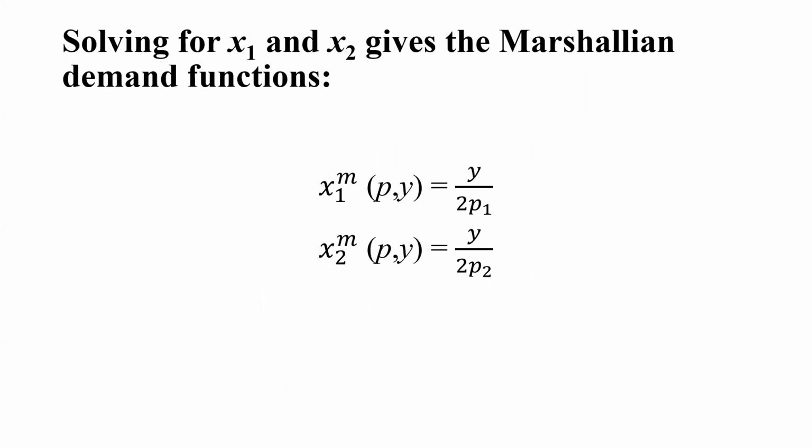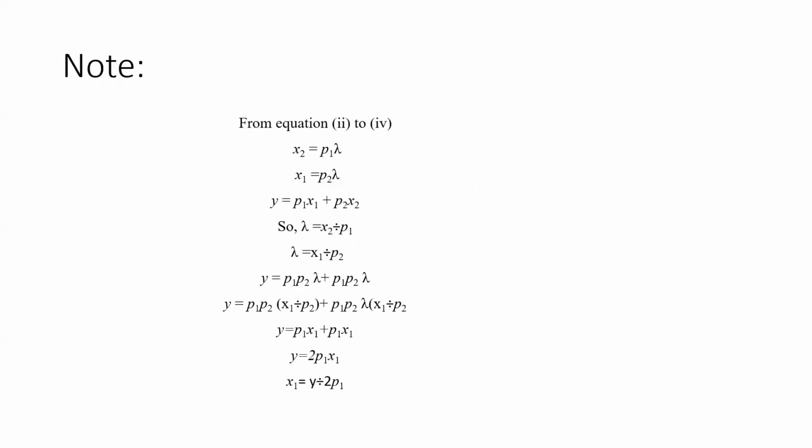The further derivation is for your convenience; that is the note here, from equations 2 to 4. By equation 2 we get x2 = p1 lambda, and by equation 3 we get x1 = p2 lambda. And by equation 4, we get y = p1 x1 + p2 x2. From these we get lambda's value, which is x2 by p1, and also another value, which is x1 by p2.